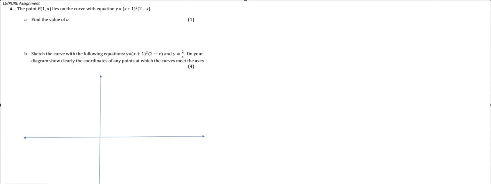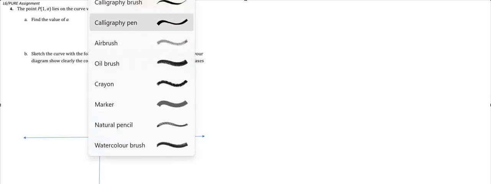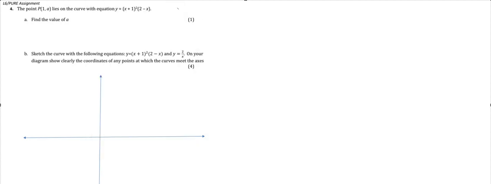Right, so here's another graph question. We've got a point P1A that lies on the curve with equation y equals (x plus 1) squared times (2 minus x). Right, so first thing, what type of equation is this? Well, it's a cubic because that's the highest power.